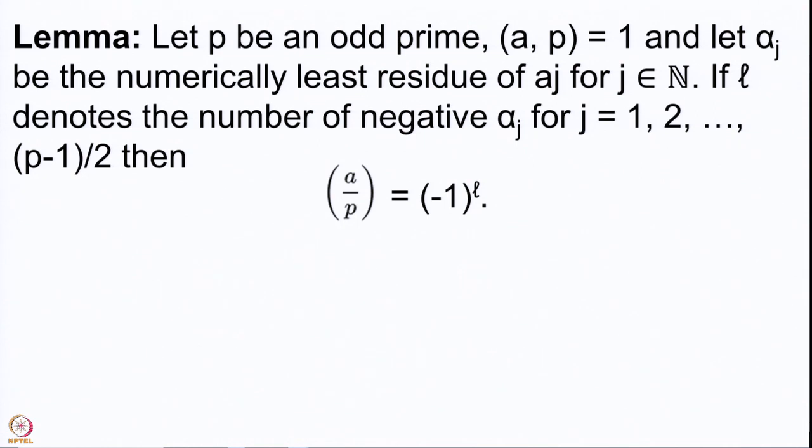Now let alpha j be the numerically least residue of the product Aj for j in the natural numbers. You take all natural numbers, take all multiples of A. So, you would have A, 2A, 3A, 4A and so on. And for each of them you compute the numerically least residues. So, you will have alpha 1 which is the numerically least residue of A. Then you will have alpha 2 which is the numerically least residue of 2A. Then you will have alpha 3, alpha 4, alpha 5 and so on.